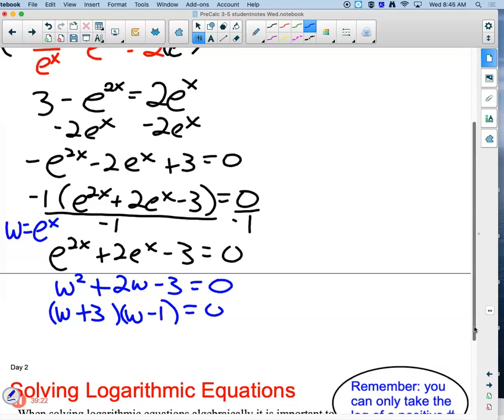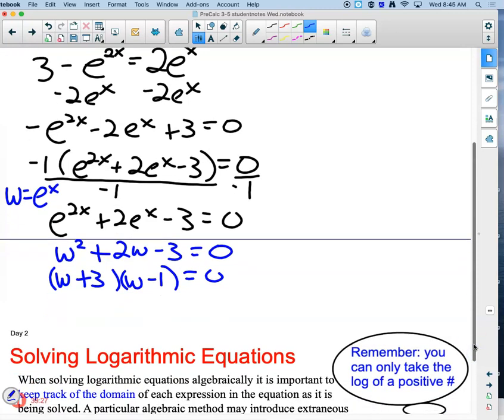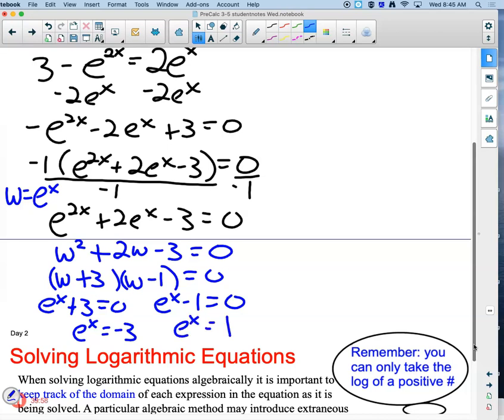So there's our zeros. So normally we would say that our zeros here come from w plus 3 and w minus 1. But remember, I substituted in that e to the x just to make it easier to factor. This really says e to the x plus 3 will have to equal 0. And this really says e to the x minus 1 will have to equal 0. But it does make it a little bit easier. So we're going to go ahead and subtract 3 from both sides and add 1 to both sides.